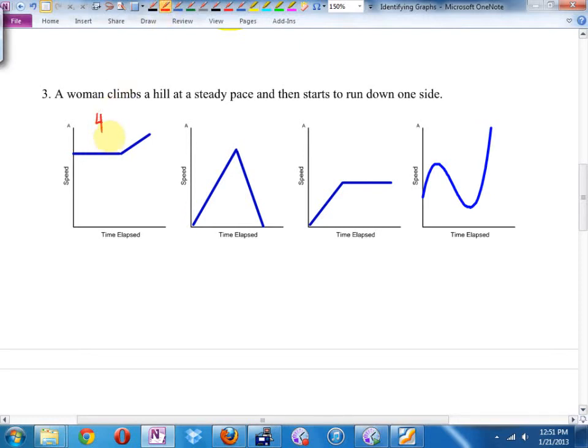Who says graph B, the second one? 1, 2, 3, 4, 5, 6, 7, 8, 9, 10, 11. Who says the third graph? Who says the fourth graph?